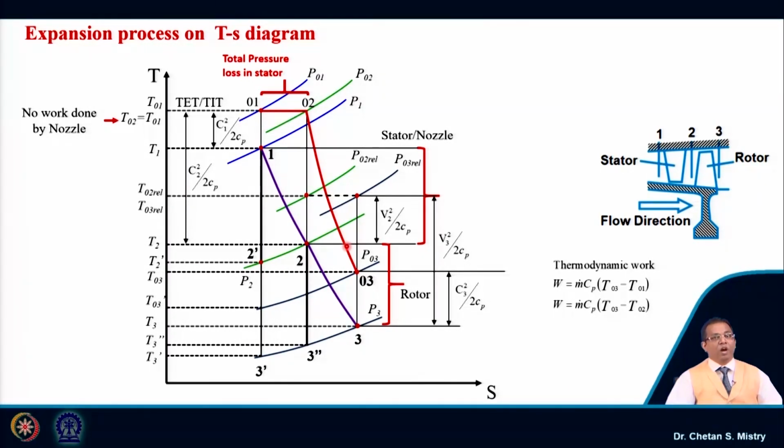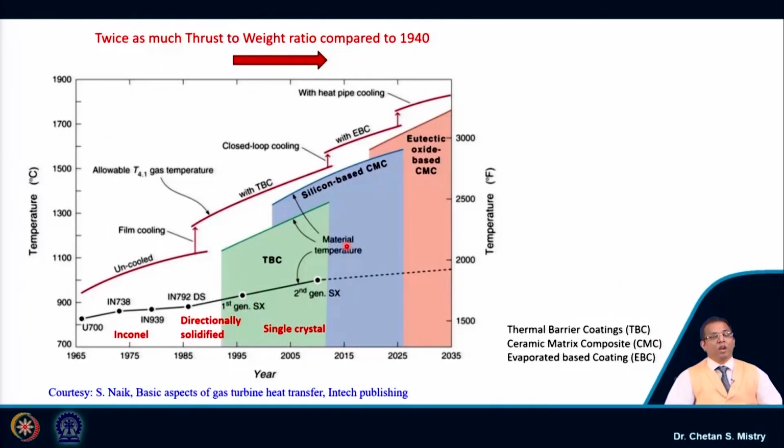Now, if we consider my thermodynamic work, then this is what is representing the work done, that is what will be generated by the turbine, and that is what is given by W equal to m dot Cp (T01 minus T03). Okay. Now, let us move towards the next.